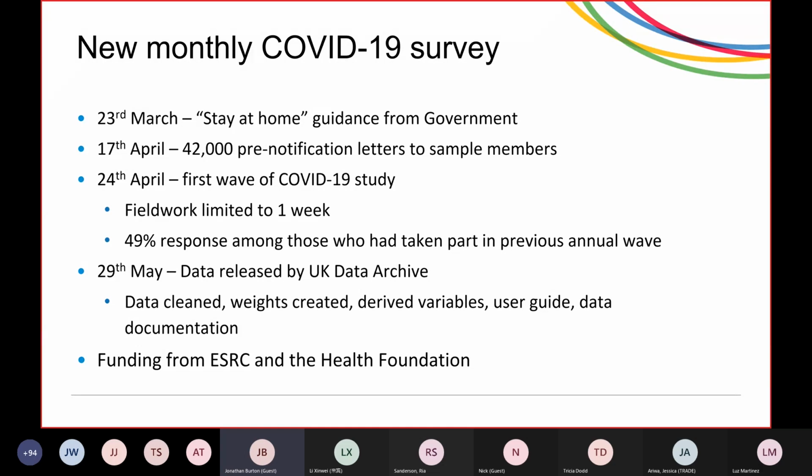Even though it was just 1 week, we managed to get almost 50% response from sample members who had taken part in the previous annual wave. It was slightly lower, about 42% for those who hadn't taken part, but the response was fairly good. And on the 29th of May, just over 2 months after the stay-at-home guidance, the data were released by the UK Data Archive. They've been cleaned, weights created, variables derived, and there was a user guide and data documentation. And this whole COVID-19 survey is funded by the ESRC and the Health Foundation. That funding just covers the data collection costs. It doesn't include staff time or researcher time.